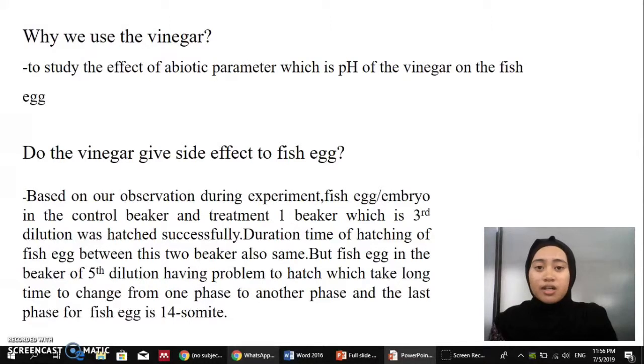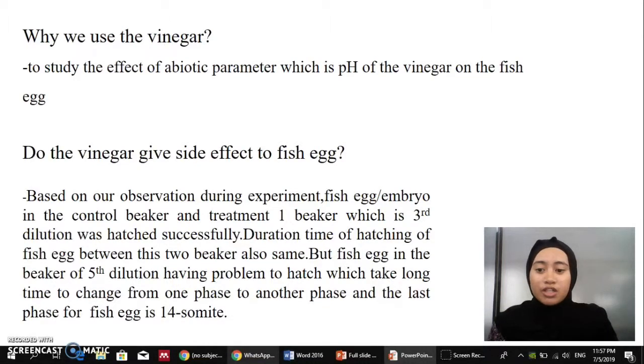So for this experiment, our group used vinegar as the parameter of treatments. We use vinegar to study the effect of an abiotic parameter, which is the pH of the vinegar, on the fish egg. So does the vinegar give a side effect to the fish egg? Based on our observation during this experiment, the fish eggs or embryos in the control beaker and treatment 1 beaker, which had the third dilution, hatched successfully.